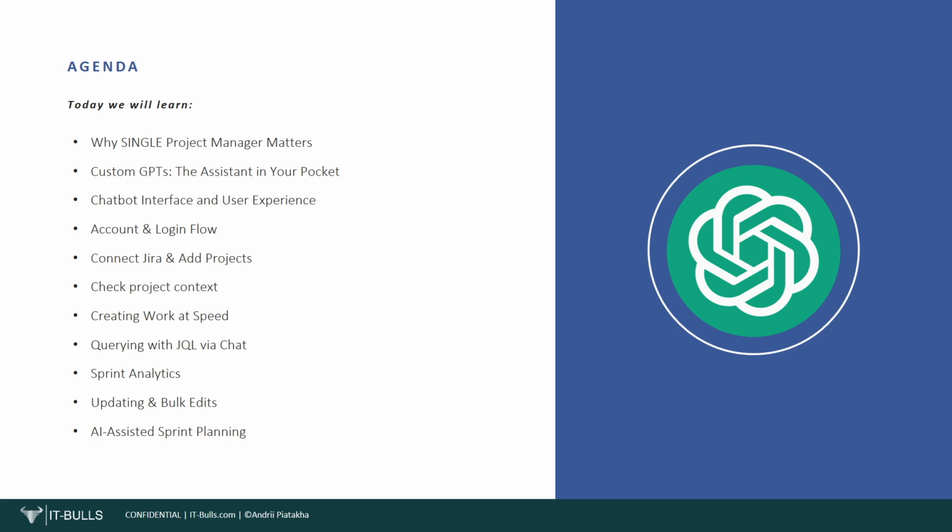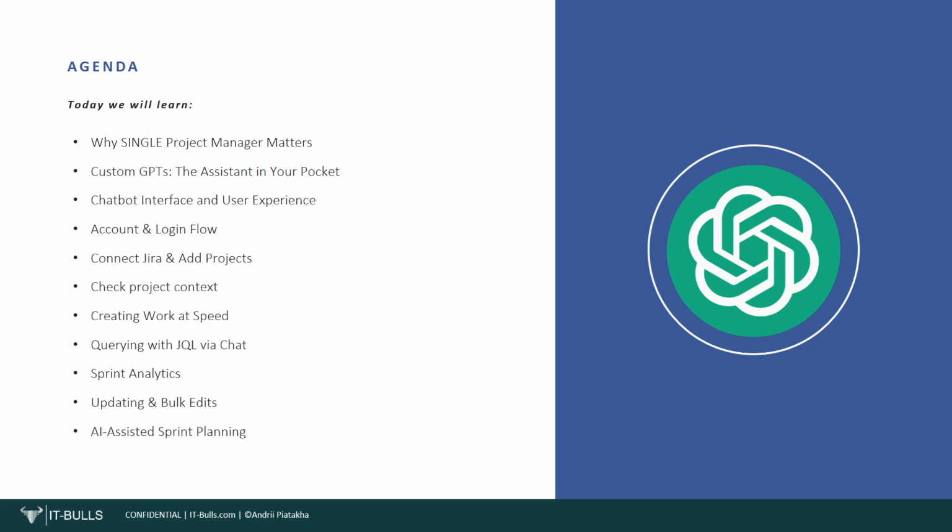Then we'll take a look at updating and bulk edits, where you'll learn how to safely modify multiple items at once without breaking data. Finally, we'll explore AI-assisted sprint planning, where you'll see how the bot can analyze story points, respect velocity, and prepare a sprint plan in seconds. By the end of this lesson, you'll not only know how to set up and use Single Project Manager, but also how to make it a reliable partner in your daily project management routine.